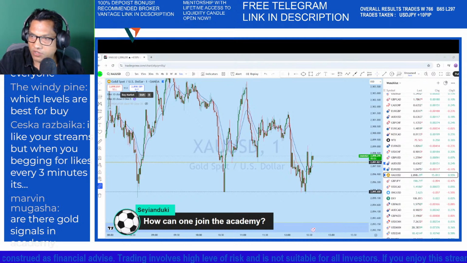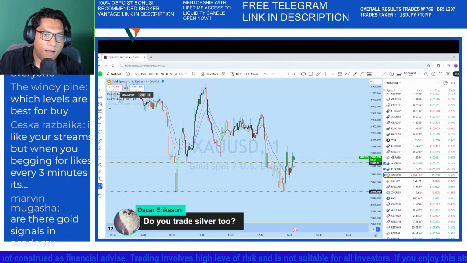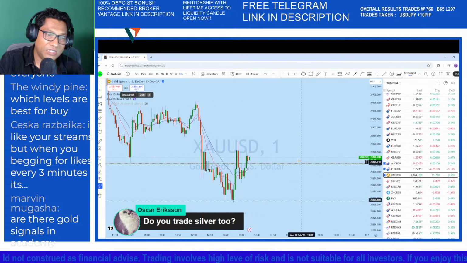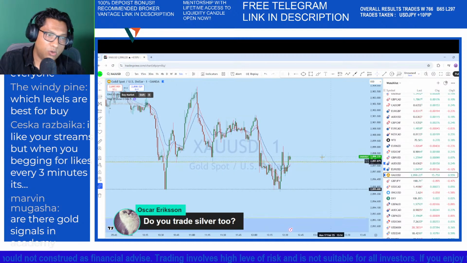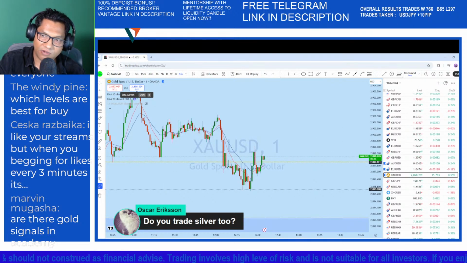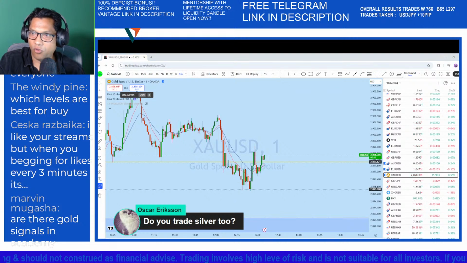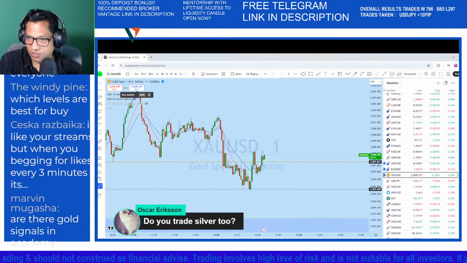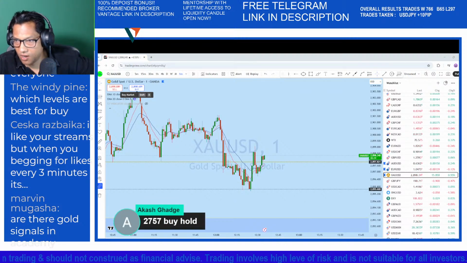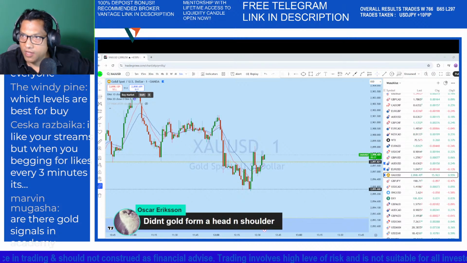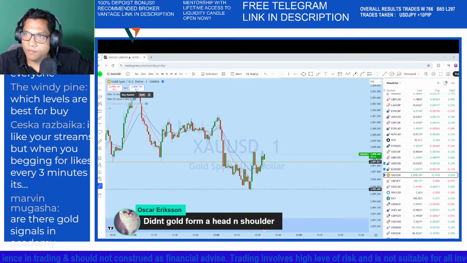Do you trade silver too? Sometimes, but as you know, silver and XAUSD gold are normally cousins, right? So they are brothers. Therefore, they're almost moving in the same direction.